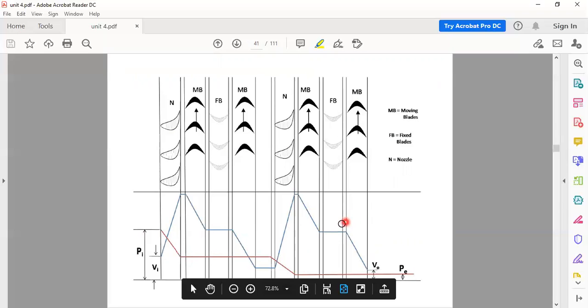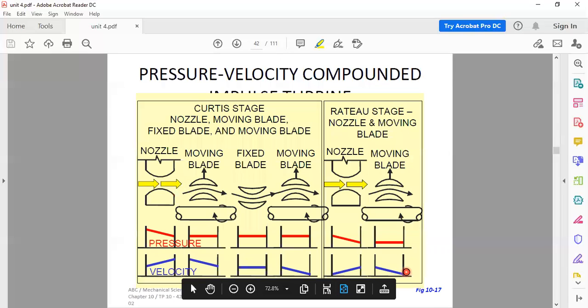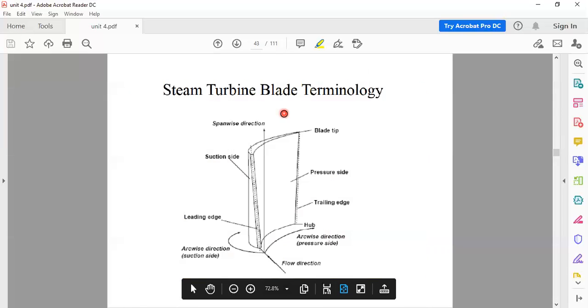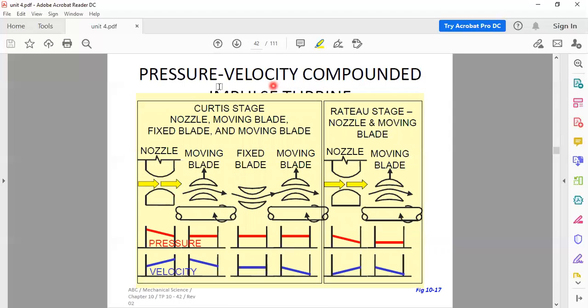In the moving blade, kinetic energy decreases and pressure is constant. See here, this is pressure velocity compounding. See, in the nozzle, pressure decreases, velocity increases.